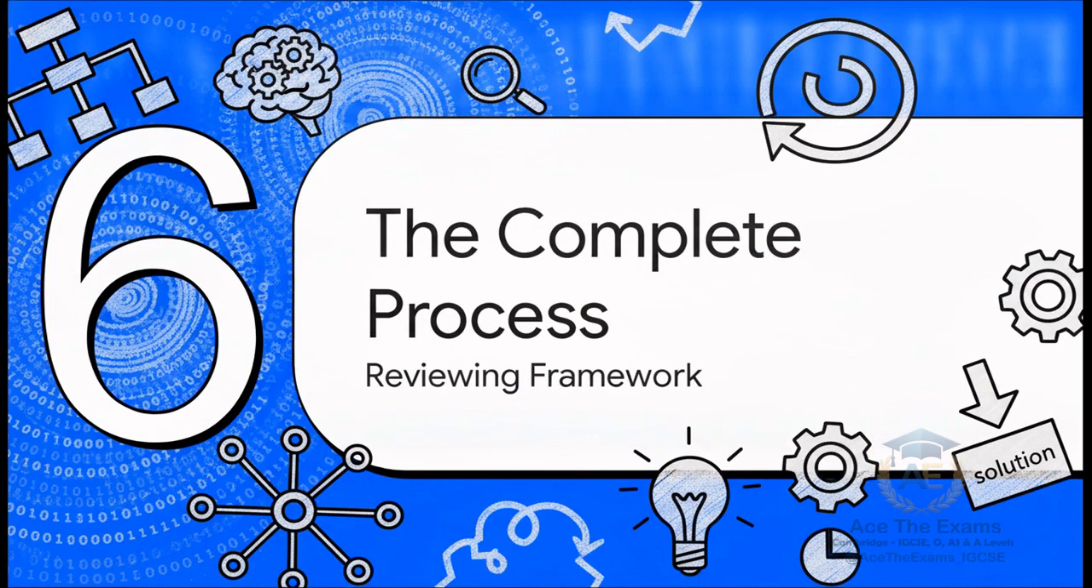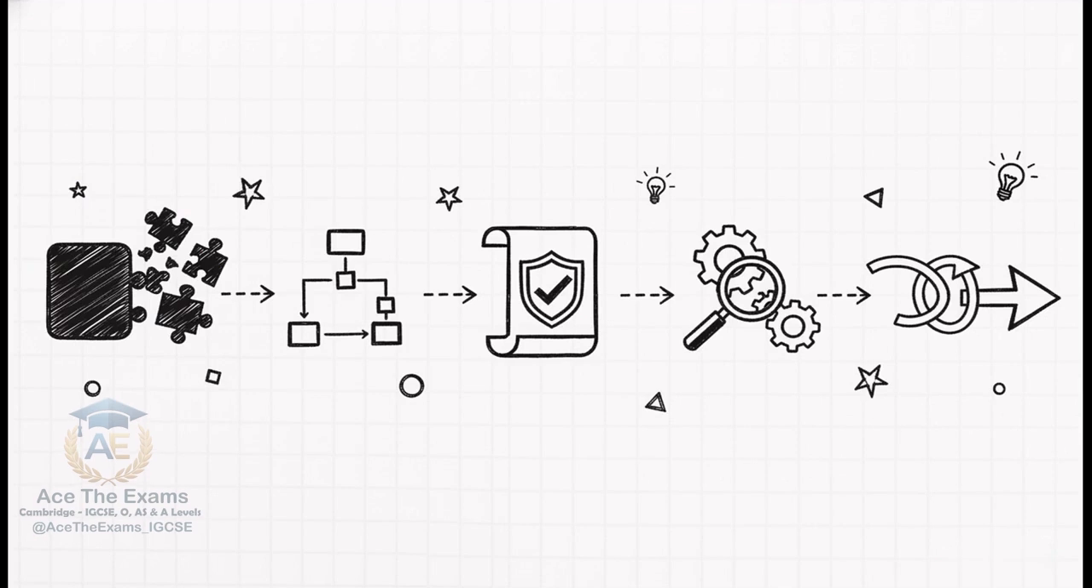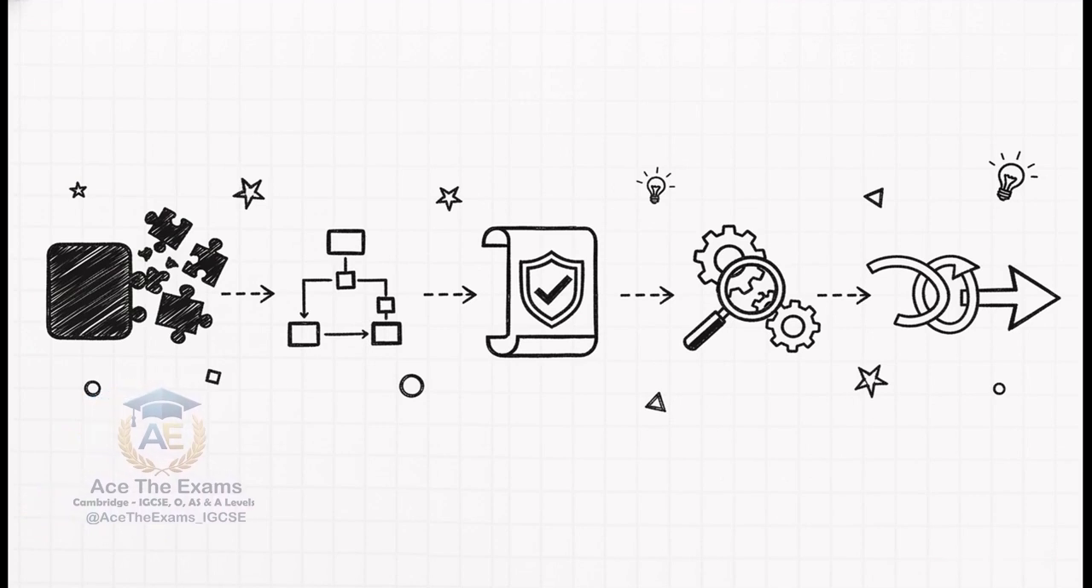Section 6. The complete process. To wrap this all together, let's review the overarching framework that you must apply to any complex problem you face. Here is your cheat sheet recap graphic. We are taking your mark potential all the way to 100%. To guarantee top marks, you need a complete answering system.